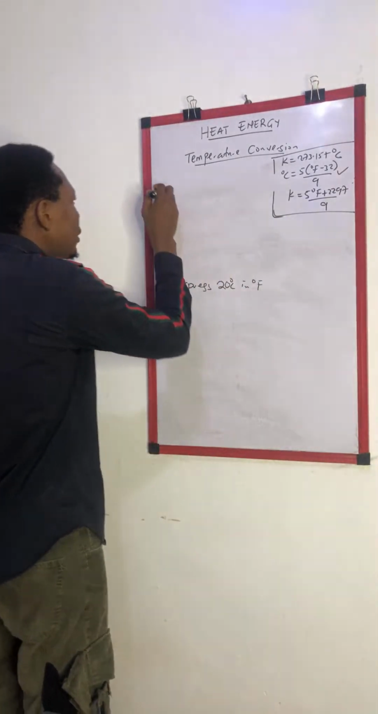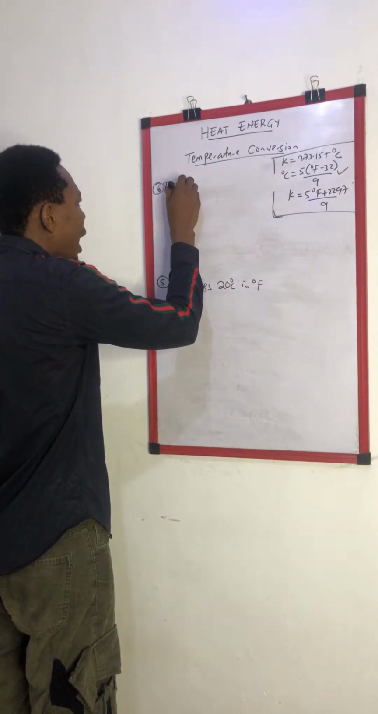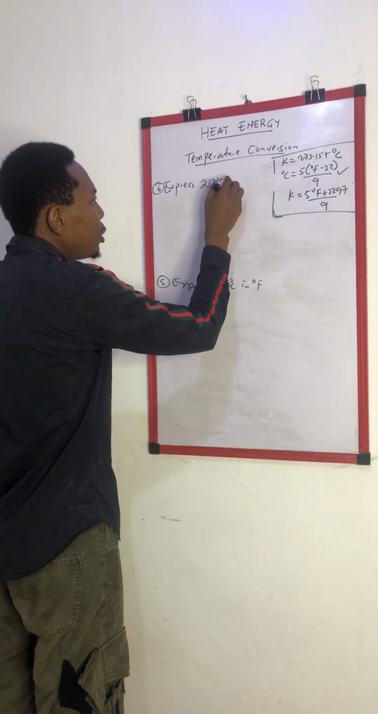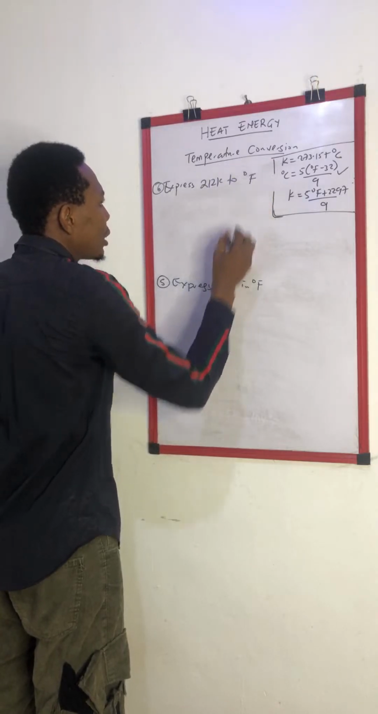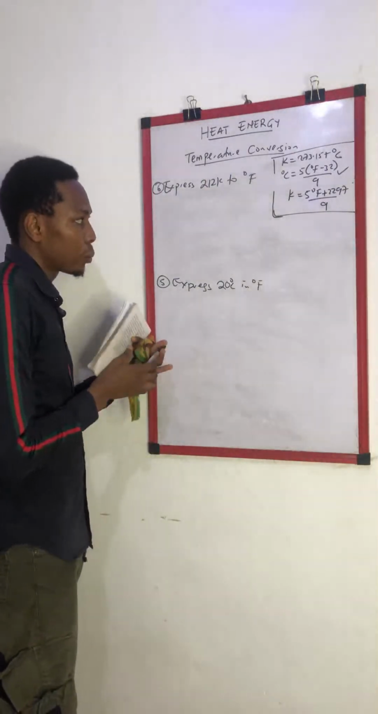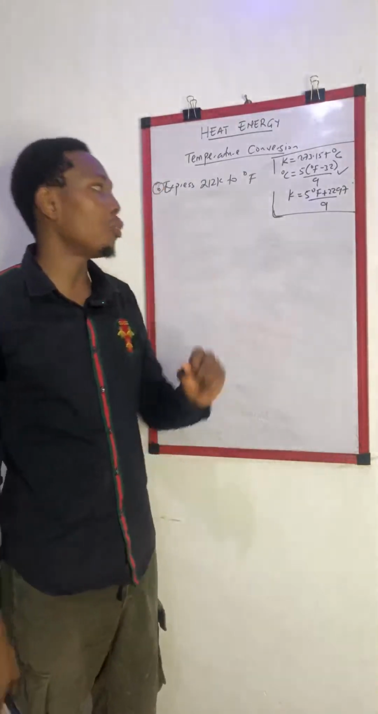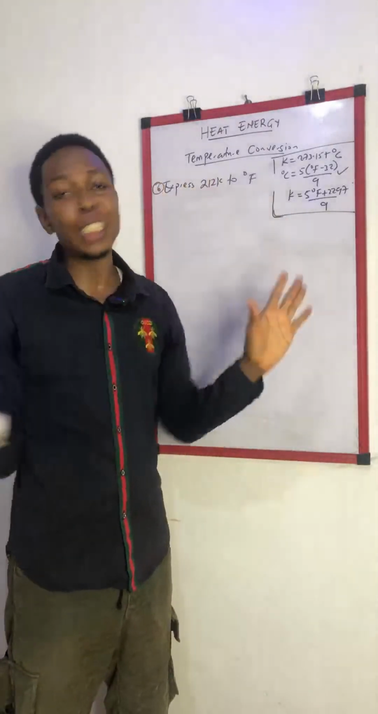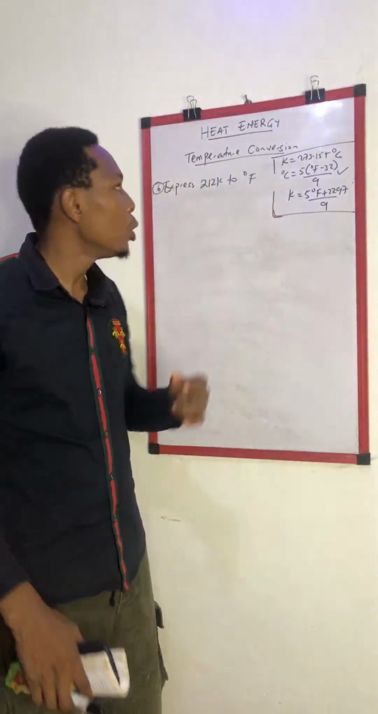So for number 6, if we are given a question that we should express or convert 212 Kelvin to degree Fahrenheit. Actually, you can solve this very question in 2 ways. You can solve it in 2 ways. Okay, I'm going to use both ways. But first of all, take note. If you know this formula, you go straight to the answer.